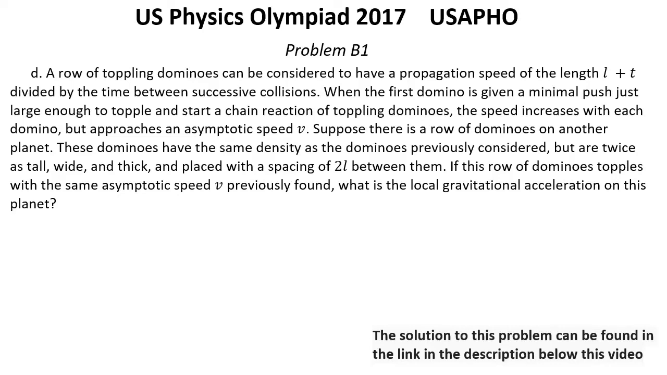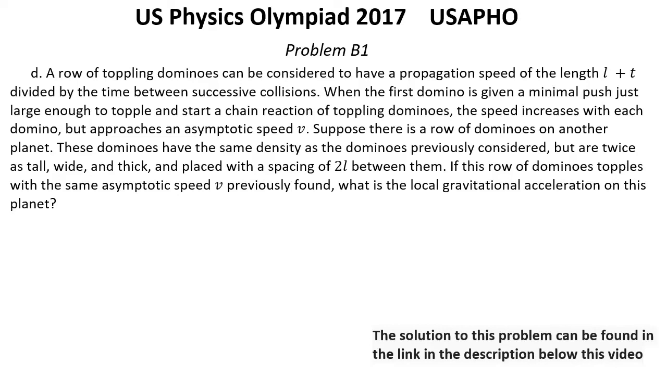Suppose there is a row of dominoes on another planet. These dominoes have the same density as the dominoes previously considered, but are twice as tall, wide and thick, and placed with the spacing of 2L between them. If this row of dominoes topples with the same asymptotic speed v previously found, what is the local gravitational acceleration on this planet? Solution for part D.